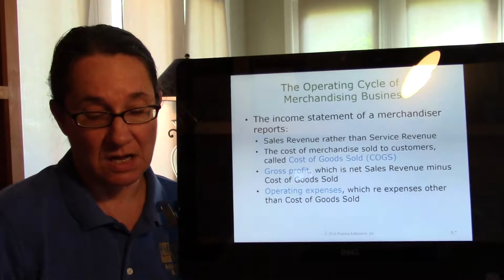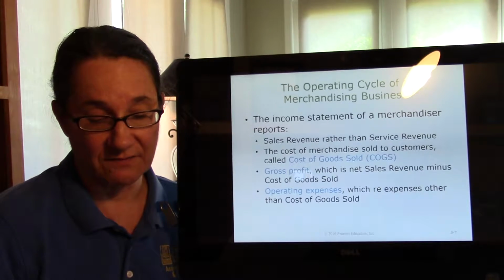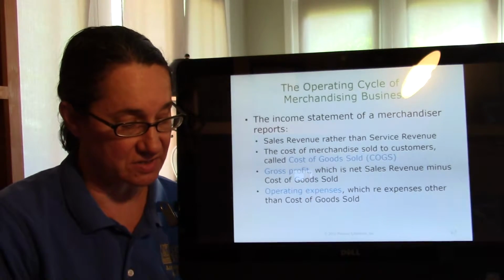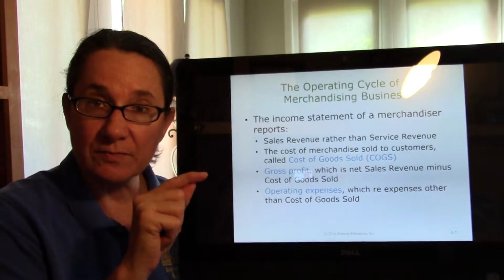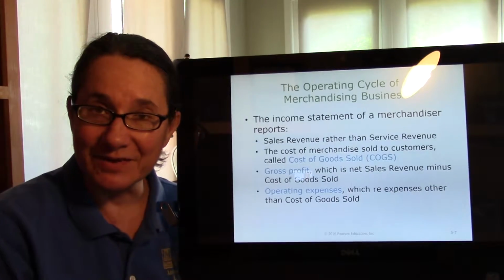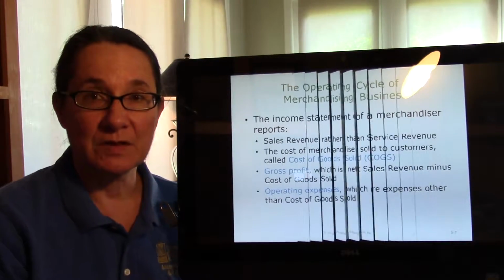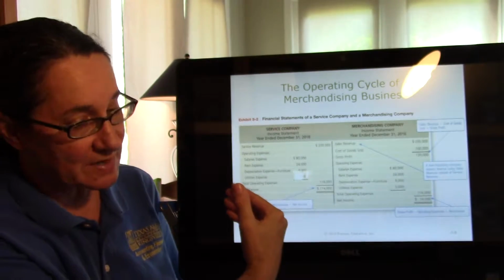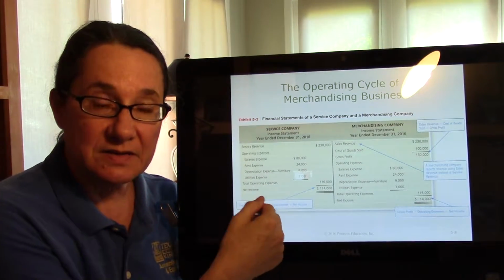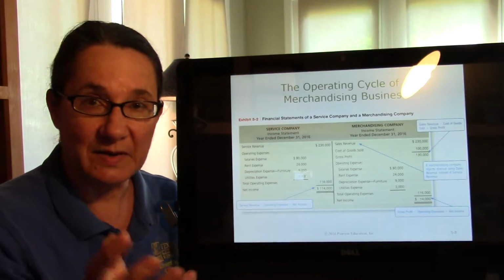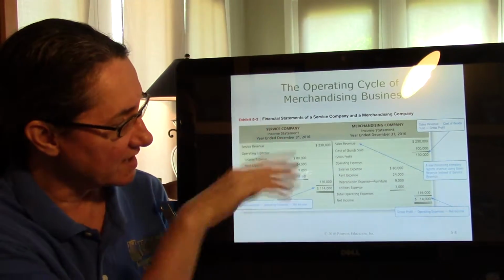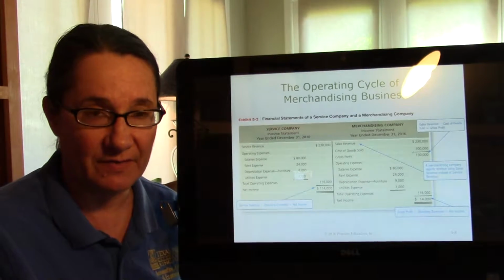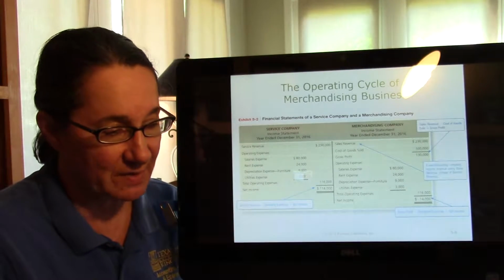Operating expenses are expenses other than costs of goods sold that are incurred in the entity's major ongoing operations. So things that aren't paying for the inventory is all the rest of the expenses. If you look at this example, on the left you'll see a service company income statement. You can imagine a doctor provides medical services, you have service revenue, and then your expenses. That's what we've been doing up till now, which is fine. There's nothing wrong with that. You can still do that for a service company.